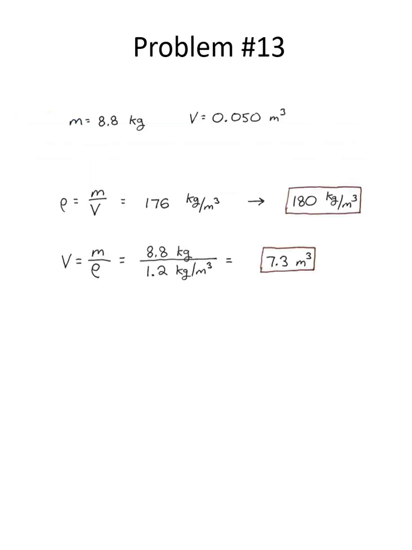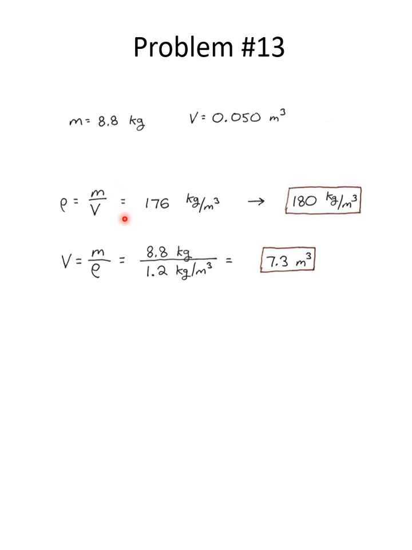Problem number 13. Compressed air with mass 8.8 kilograms is stored in a 0.050 cubic meter cylinder. What is the density of the compressed air, and what volume would the same gas occupy at a typical atmospheric density of 1.2 kilograms per cubic meter? Here's the given information. We have the mass, we have the volume, and part A asks, what is the density given mass and volume?